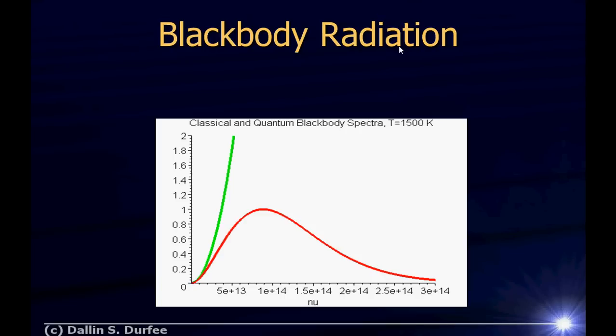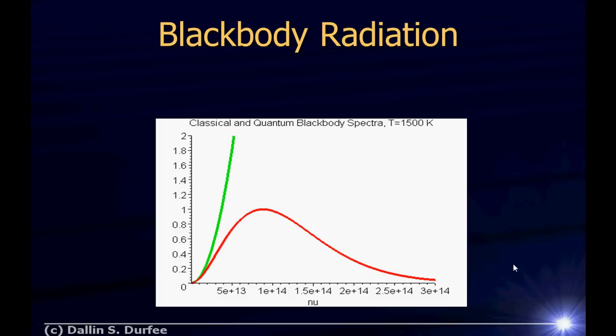Now, if you were to measure how much light you get per unit wavelength as a function of frequency, you get the red curve here. I have an arbitrary y-axis here, but the x-axis is the frequency of light for some object at some temperature. The amount of light it emits at different frequencies is plotted in red. But if you use classical theory and calculate what should be emitted, you get the green curve.